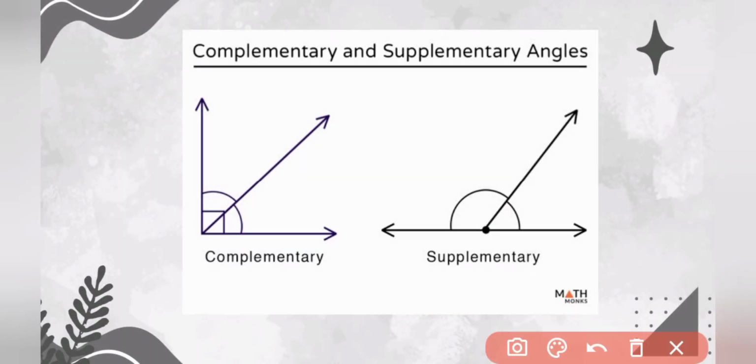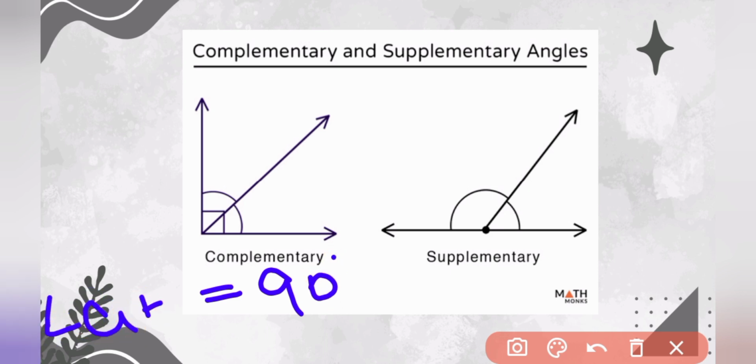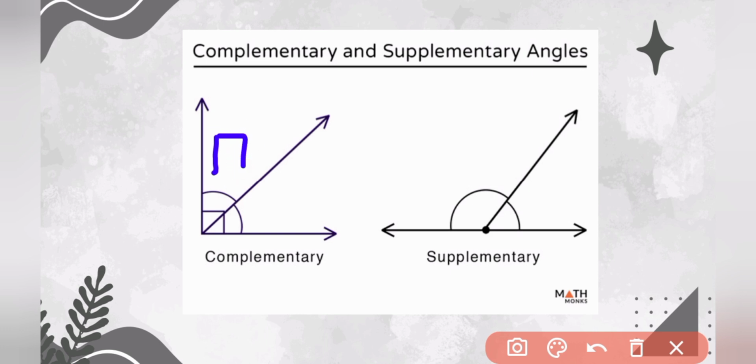Now here are complementary angles and supplementary angles. When the sum of two angles is equal to 90 degree, meaning angle A plus angle B is equal to 90 degree, then they are called complementary angles. When we say this is the angle A and this is the angle B, and they both add up to 90 degree, then they are said to be complementary angles, and we say that angle A is complementary to angle B.